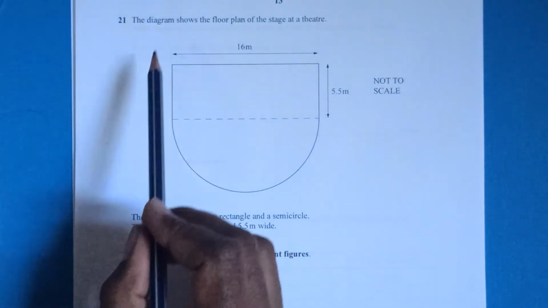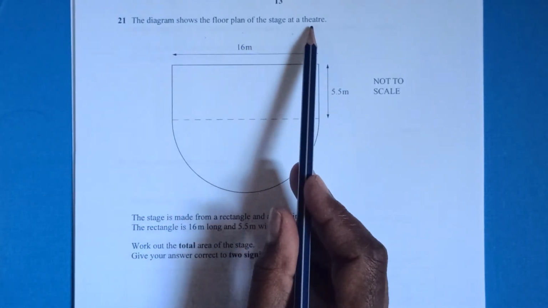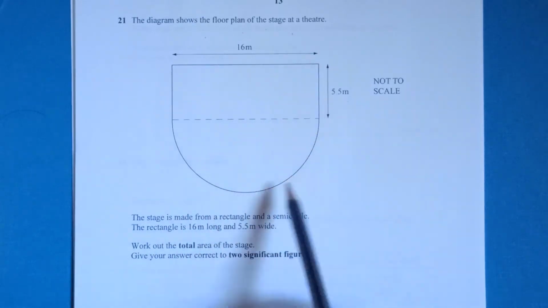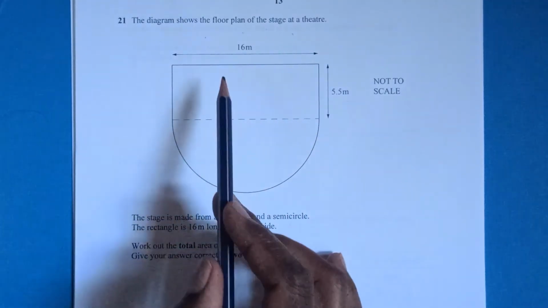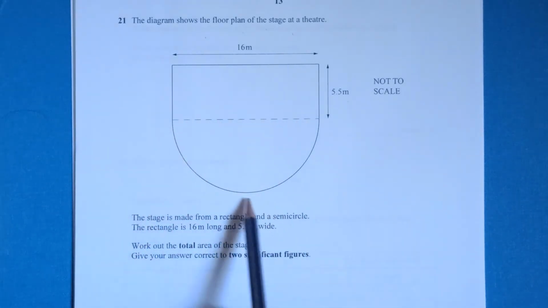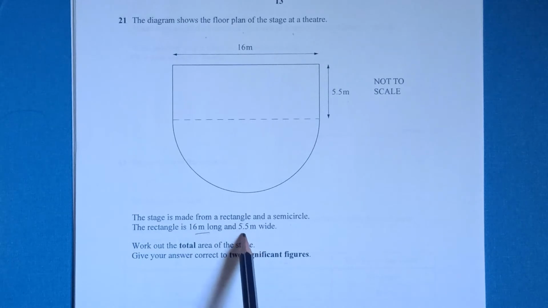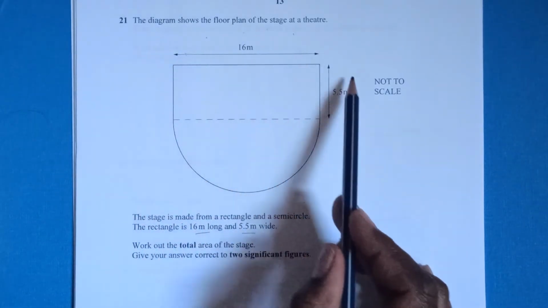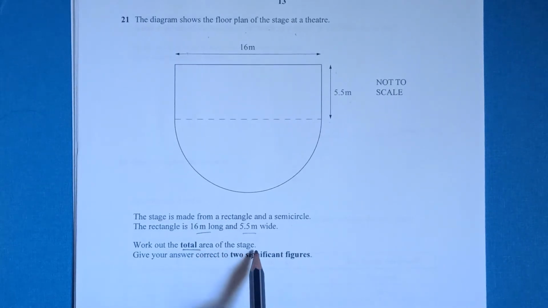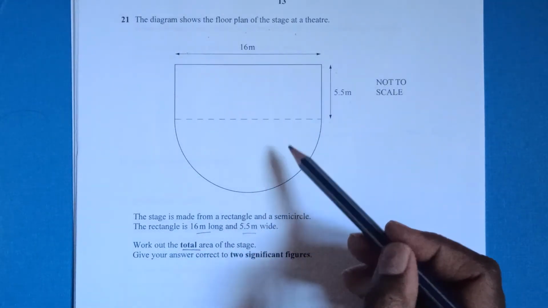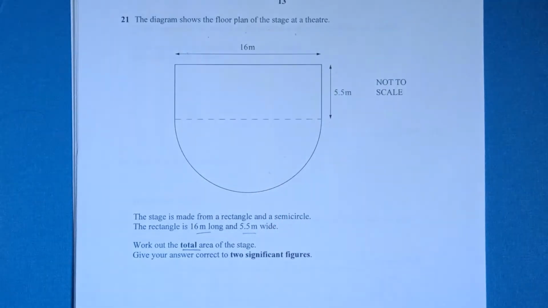Question 21. The diagram shows the floor plan of the stage at a theater. So this is the floor plan. The stage is made up of a rectangle and a semicircle. So this is the rectangular area and this is the semicircle. The rectangle is 16 meters long and 5.5 meters wide. 16 and 5.5 dimensions are given. Work out the total area of the stage. So we need to add both the area of the rectangle and the area of the semicircle.